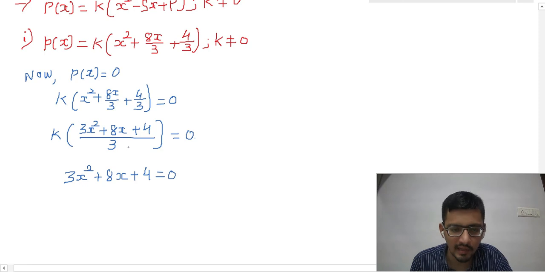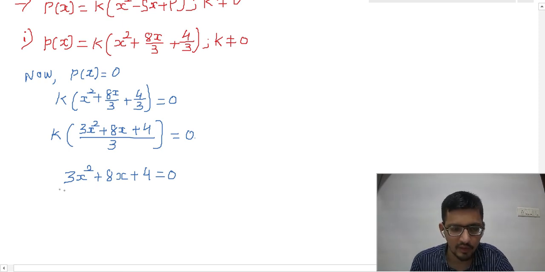Where did this k and 3 go? You can say like this: 3 was here in the denominator, on the other side it will go in the numerator, so 0 into 3 is 0. k was in the numerator, on the other side it will go in the denominator, so 0 over k is 0. You can divide by k because we know that k cannot be 0, so a division by 0 error will not occur. So this is right. Now how to find the zeros of this polynomial?